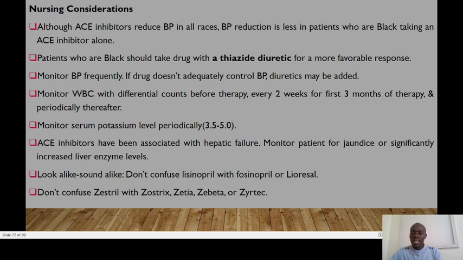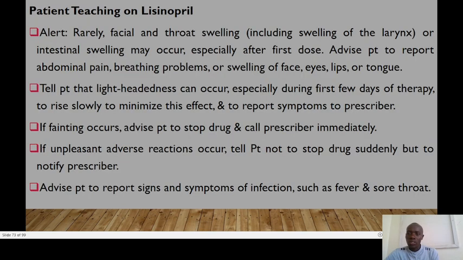Then you monitor the serum potassium level periodically. The normal range should be between 3.5 to 5.0 milliequivalents. ACE inhibitors have been associated with hepatic failure, so you monitor the patient for jaundice and significantly increased liver enzyme levels. Look-alike, sound-alike drug, don't confuse lisinopril with fosinopril, right? Don't confuse Zestril with Zocor, right? So that's also some of the nursing responsibilities that you have to know.